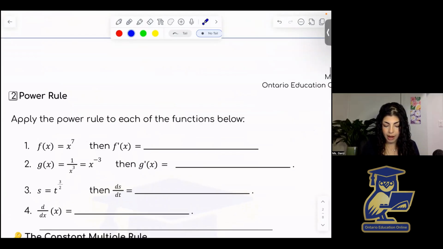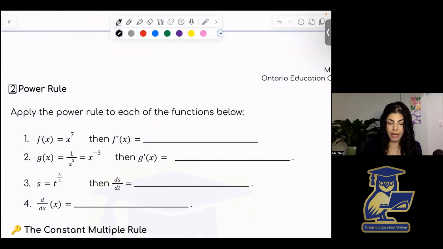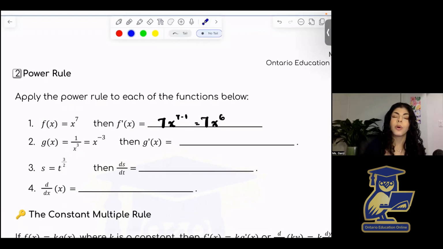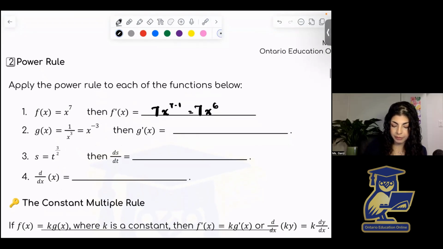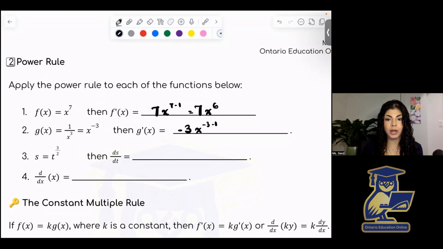Now let's do a few other practices here. So given x to the power of 7, then we have 7 as a coefficient, and x to the power of 7 minus 1, which is 7 times x to the power of 6. Now you can actually do this also for functions such as 1 over x cubed. If you remember from exponent laws, this is the same as x to the power of negative 3. So then the derivative of this will be negative 3. All I'm doing is just making my power a coefficient, but then in my power I have negative 3 minus 1.